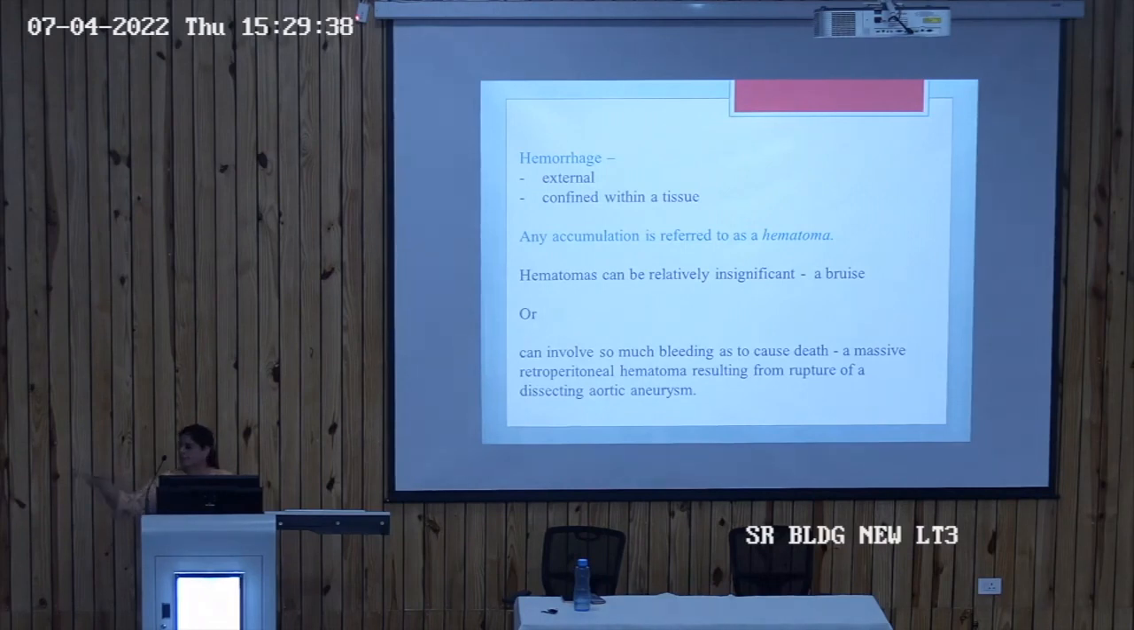अभी आप यहाँ से निकले, ये लग गया दरवाजे का कुंडा, पड़ गया थोड़ी देर में नील, ठीक है? That is a simple bruise which everybody has encountered. Or it can involve so much bleeding so as to cause death. A massive retroperitoneal hematoma resulting from rupture of a dissecting aortic aneurysm. So hematoma can be as insignificant as a bruise to as fatal as a hematoma in DIC to cause death.